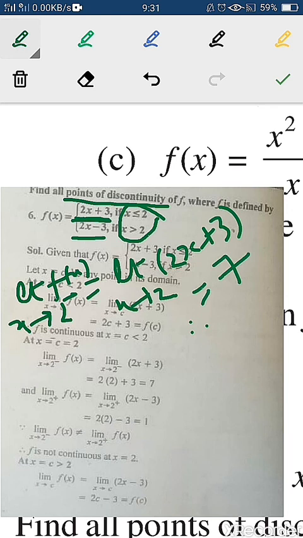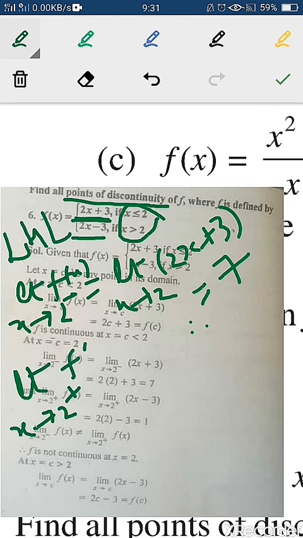So you will get answer is equals to 7. This is left hand limit. Now let us find right hand limit. Limit x approaches to 2 positive, f of x. What is the function? That is 2x minus 3.